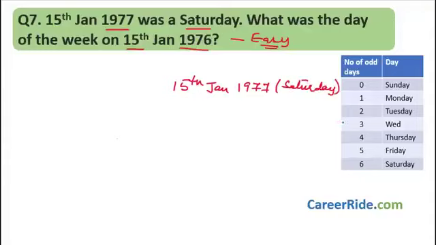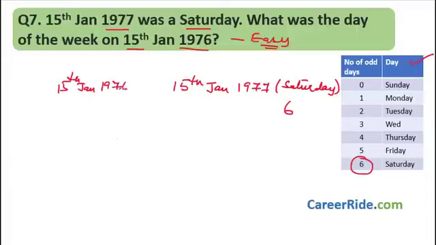Now from the code table of the days, see this table on the right hand side. We already know this table. We have seen it earlier also. So our code for Saturday is what? It is 6. So write 6 here. Now what is given to you about 1976? 15th of January 1976.